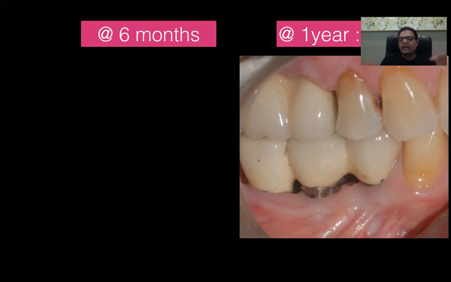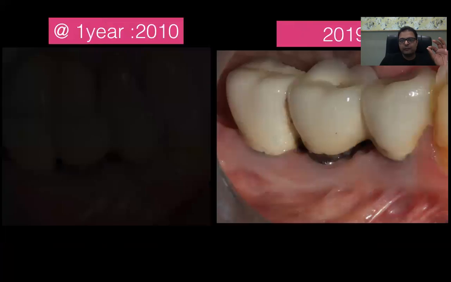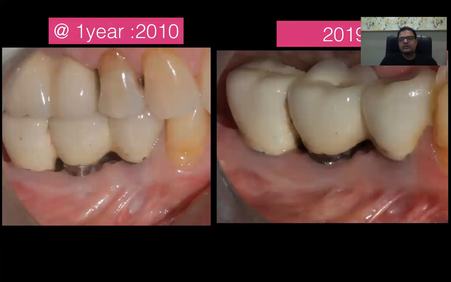This photo was not taken after cleaning up. It was taken the way the patient came in. And now you see that the hygiene is excellent at the end of 1 year. Okay, now this is a comparison. That's 2010 and this is 2019. Over a period of 9 years, you see that the tissue around the dental implants is rock solidly beautiful.